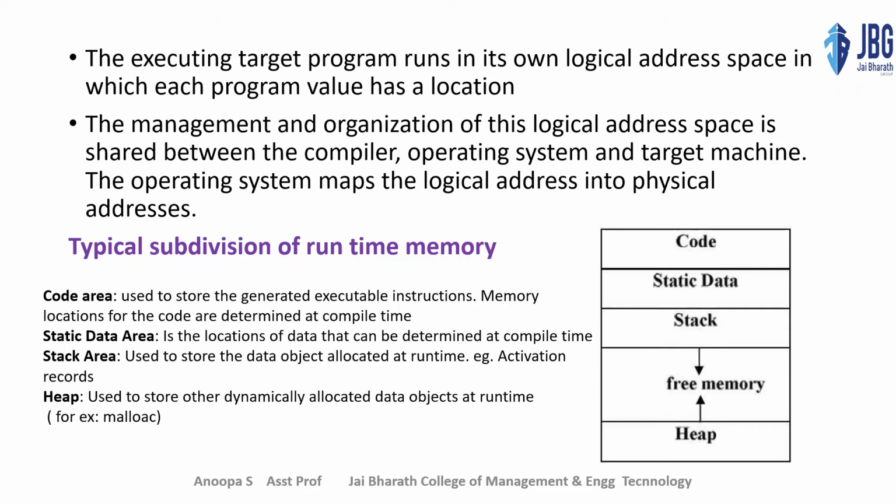The first one is the code area. So from the name itself we can imagine, right? The code area will be used to store the generated executable instructions. Okay, so the generated executable instructions will be stored in the code area, and memory locations for the code are determined at compile time. At compile time itself, the memory locations for the code will be determined.